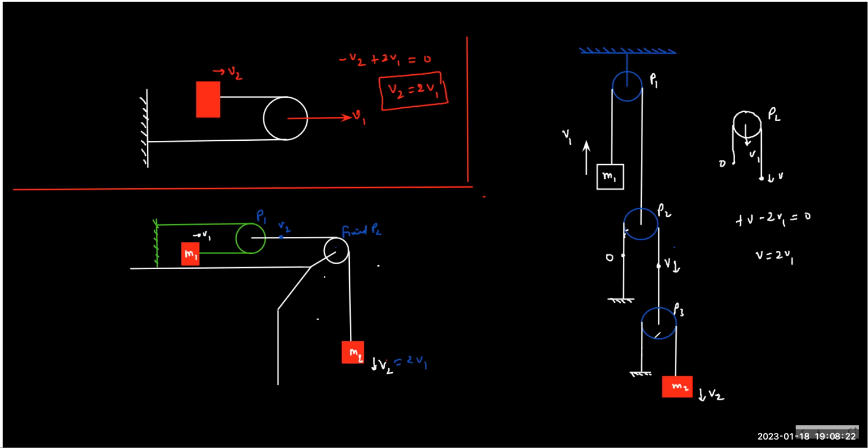But once you get the V, you know what happens to P3. P3 will go down with 2V1. This end will do nothing. So how fast will this end go, which is V2? V2 will be 4V1, right?